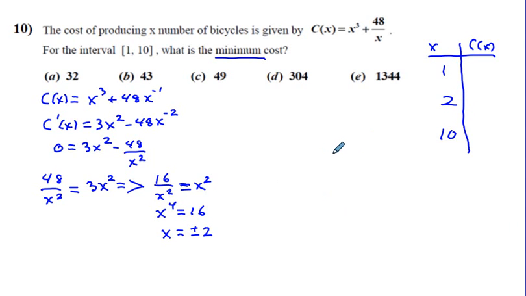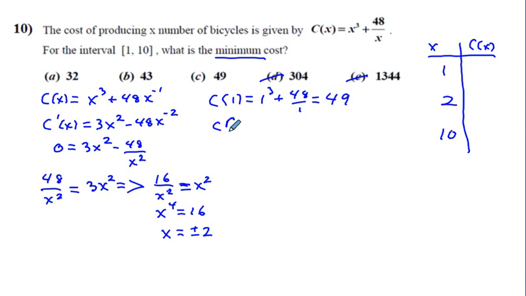So now we have our possible input values for this. So let's just go ahead and try them. We can try them pretty easily here. We'll try the endpoints first. C of 1 is equal to 1 cubed plus 48 over 1, which equals 49. Okay, so that's a possible minimum cost, which means any number bigger than 49 is excluded already. So D and E are excluded.